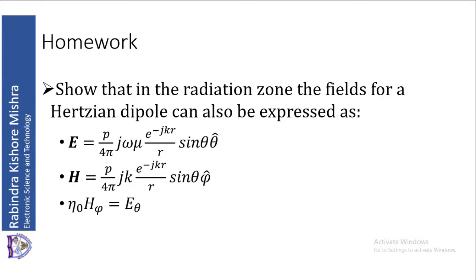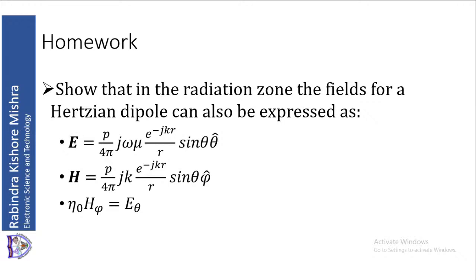Now if you compare these two, you can easily see that eta 0 H phi is equal to E theta. You can see sin theta is common in both the terms. Exponential minus jkr by r is common in both the terms. 1 by 4 pi is common in both the terms. P is common in both the terms. Only j is common in both the terms. Only difference is omega mu by k. So taking care of that, you can see eta 0 into H phi is equal to E theta.